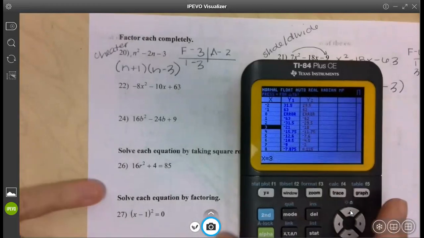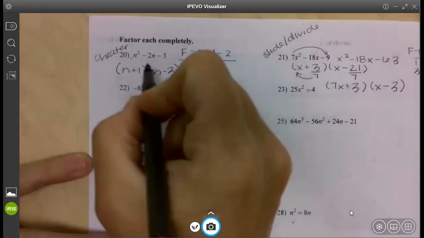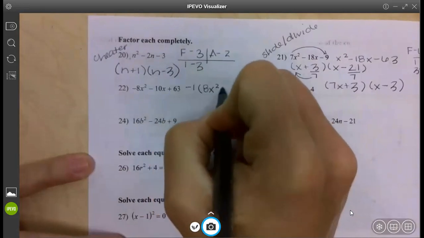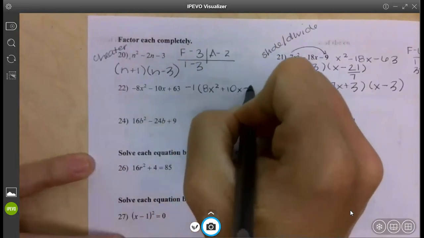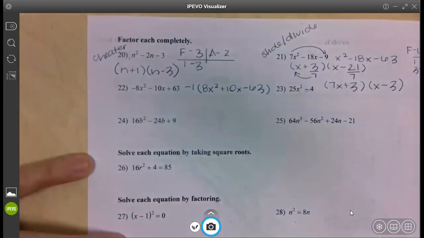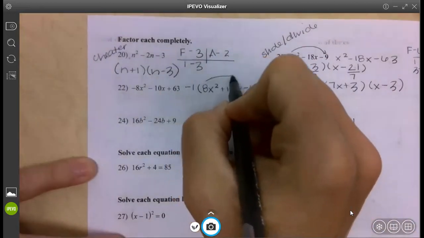All right. I don't like number 22 because it starts out as a negative. What I would do is go ahead and factor out negative 1 and make it a positive x squared, a positive 10x, and a negative 63. It just changes all the signs. There is no GCF. So I'm going to go ahead and slide and divide.